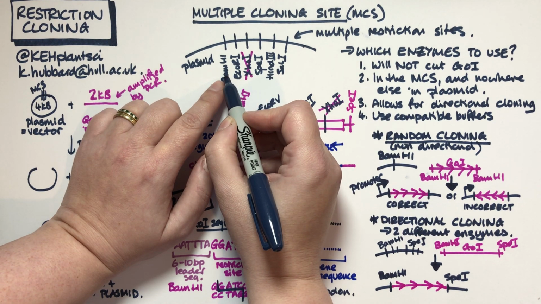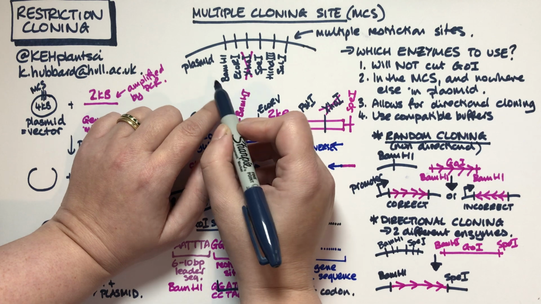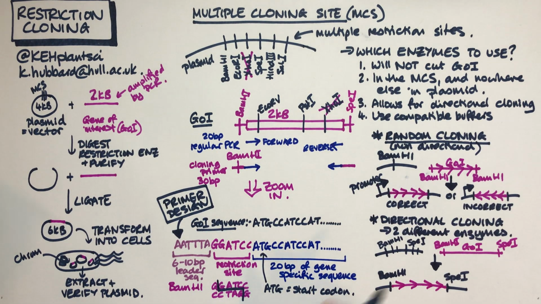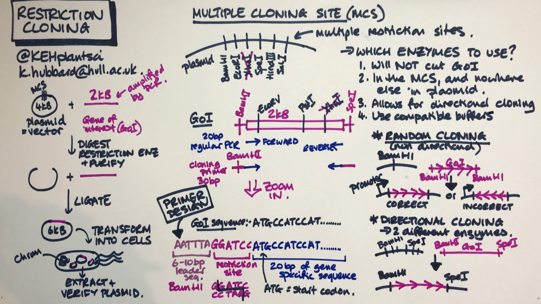So BamH1 at the beginning, EcoRI at the end would work. EcoRI, then BamH1, we get it in backwards. So hopefully we allow for directional cloning. And as I say, technically it's a better idea to choose enzymes that have compatible buffers. So choosing your cloning strategy takes a little bit of brain power.